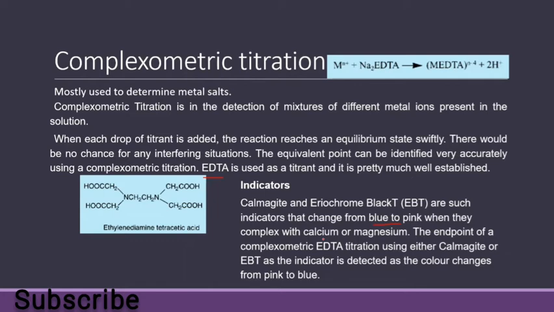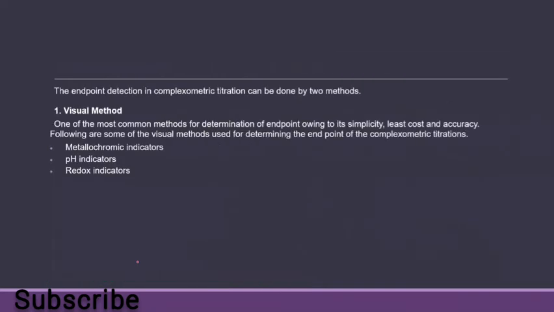But when we are using EDTA in complexometric titration, the endpoint color changes from pink to blue. It is the same in case metal ions are colorless, the complex formed will also be colorless. If metal ions have a color, the complex obtained will also be colored. And the endpoint can be detected by two methods.